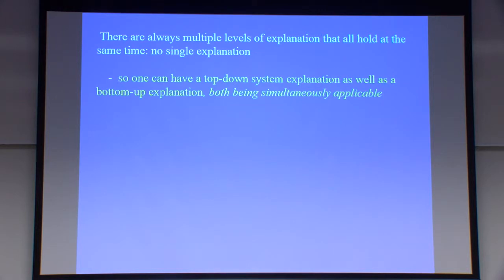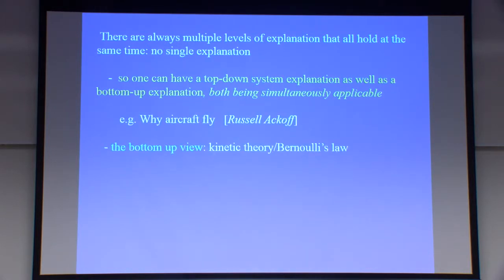There's always multiple levels of explanation that all hold at the same time. There's no simple explanation. So one can have top-down explanation as well as bottom-up, both being applicable simultaneously. And so why does an aircraft fly? Now the bottom-up view is you've got the wing and molecules impinging on the bottom and the top, and these are going faster than those because of the shape of the wing. Bernoulli's law lifts it, and that's why the aircraft flies.